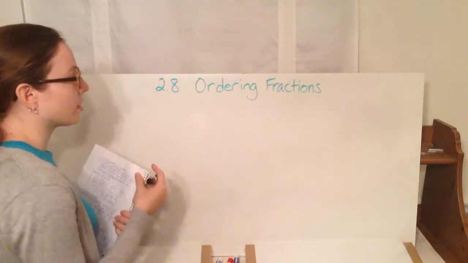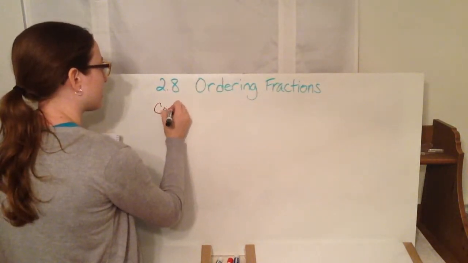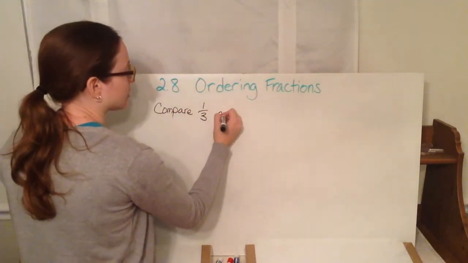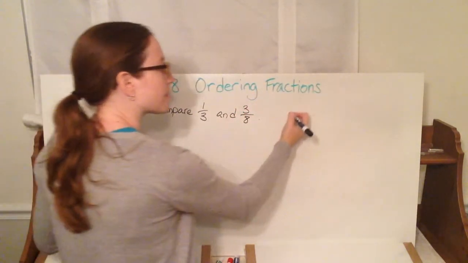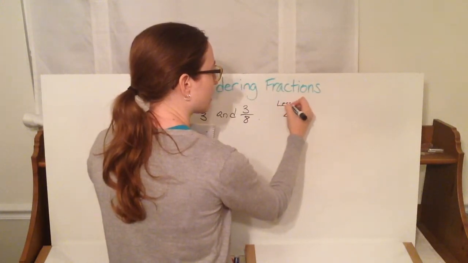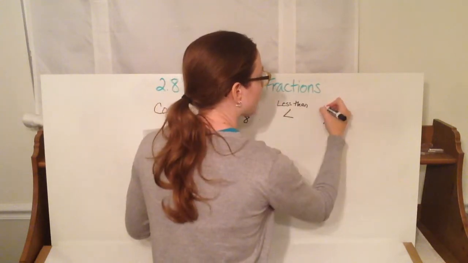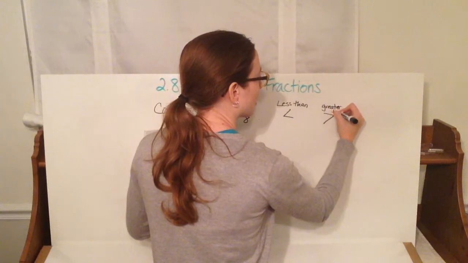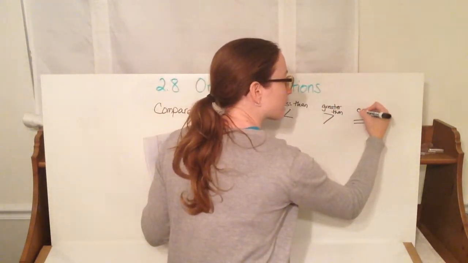So an example of a question like this might say something like, compare 1/3 and 3/8. And you would use something like this, which means less than. Or you could use this one, which is greater than. Or, I'm sure you're all familiar with equals, if they are the same size, you could use that.